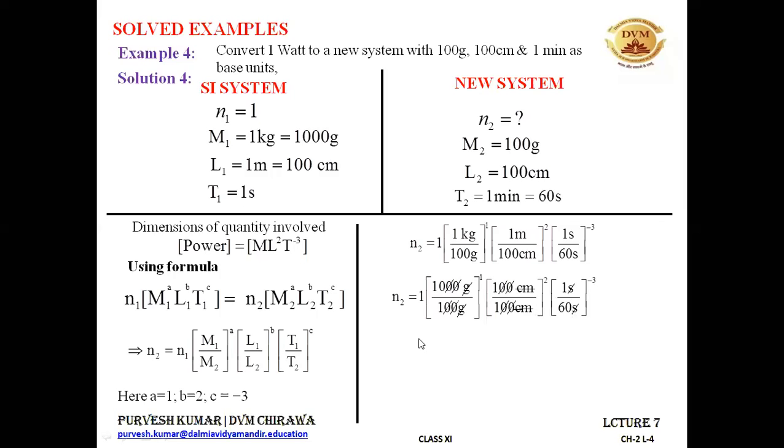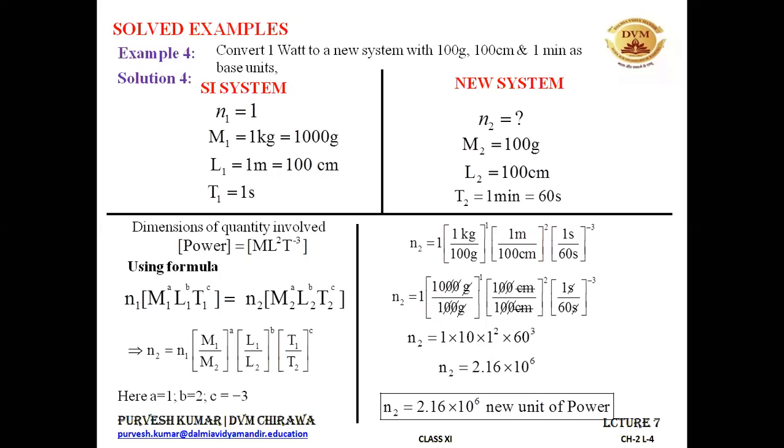So you are left with N2 equal to 1 multiplied by 10, because in the first term we are left with 10. 10 to the power 1 is 10. In the second term, I am left with 1 square, so 1 square will be 1. And in the third term, I am left with 1 upon 60 to the power -3. So 1 upon 60 to the power -3 is equal to 60 to the power 3, because when it goes into the numerator, the power becomes positive. After solving it, it becomes 60 to the power 3 multiplied by 1 square multiplied by 10 multiplied by 1. So it comes out to be 2.16 into 10 to the power 6.